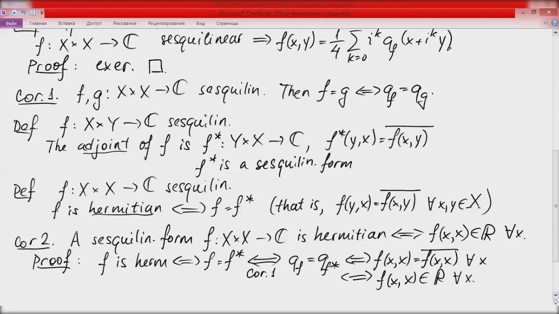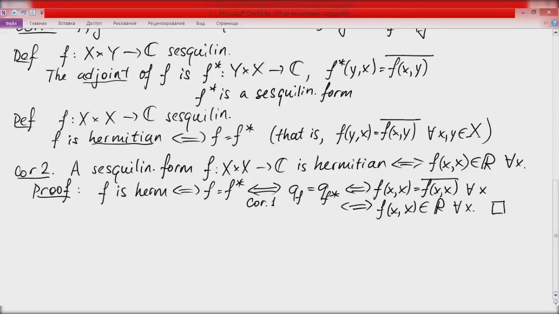And this completes the proof. Okay, let's now relate sesquilinear forms to linear operators between Hilbert spaces.